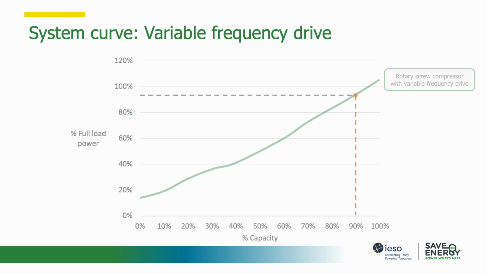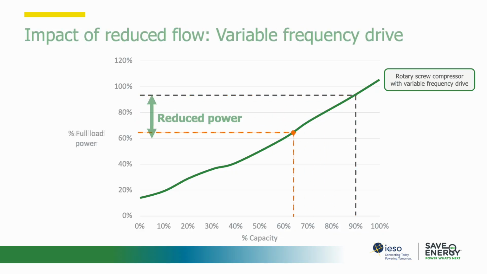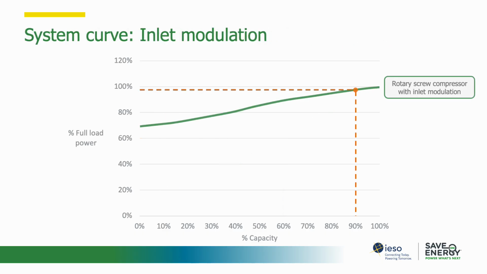For example, if your compressor is controlled by a variable frequency drive, energy consumption will decrease almost in proportion to the reduction in flow. However, if your compressor is controlled by load-unload or inlet valve modulation, you won't achieve the same level of energy savings.